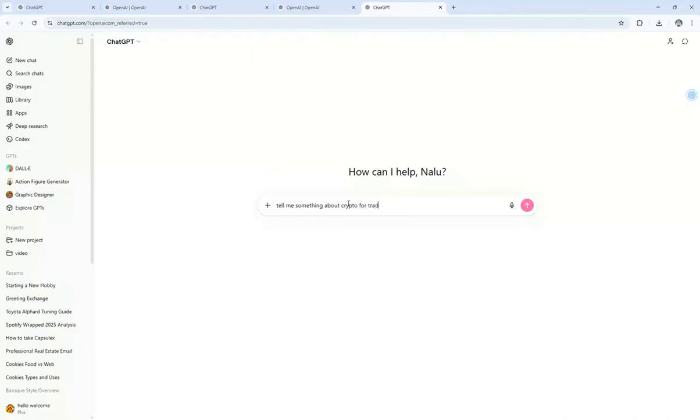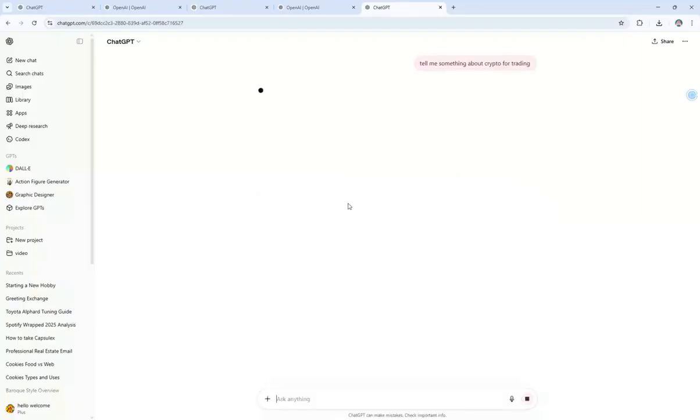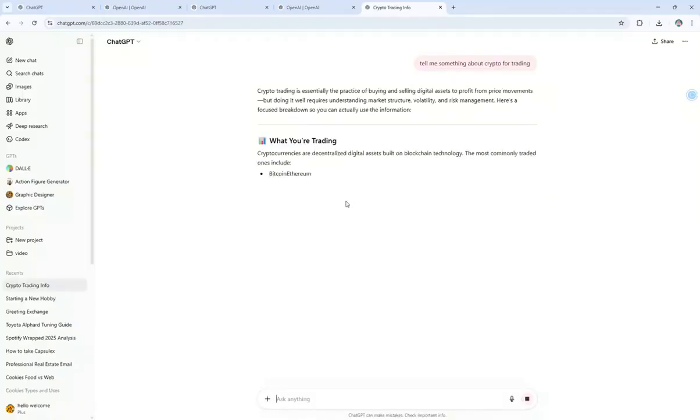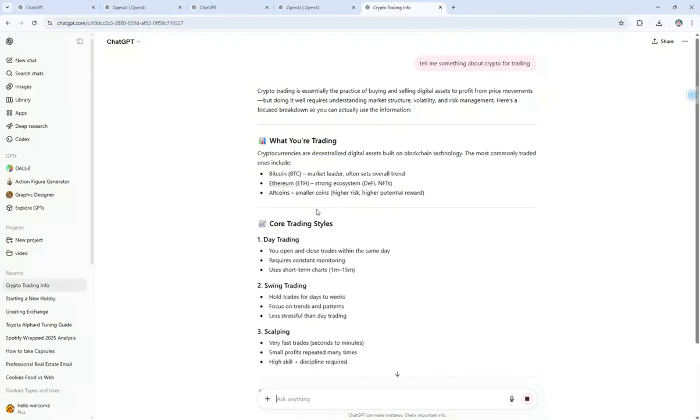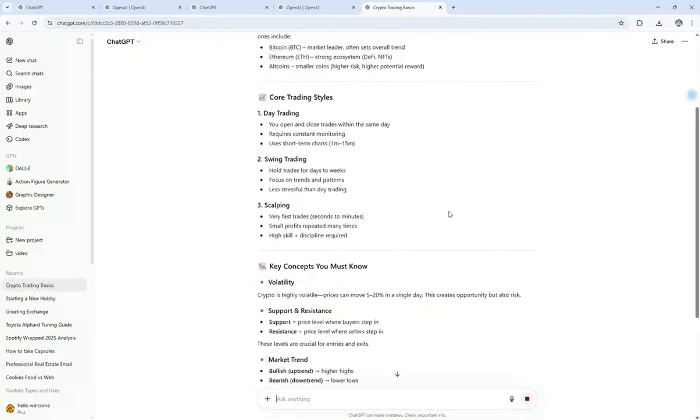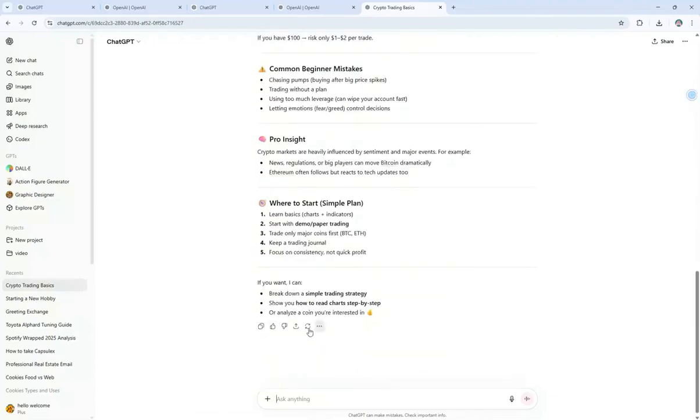You can also request historical data analysis to understand past market behaviors. If you need a summary or clarification, just ask ChatGPT to break down the information further. It's important to cross-reference the information provided with other financial sources to ensure accuracy. Remember, while ChatGPT offers valuable insights, it's always wise to use it as part of a broader research strategy.